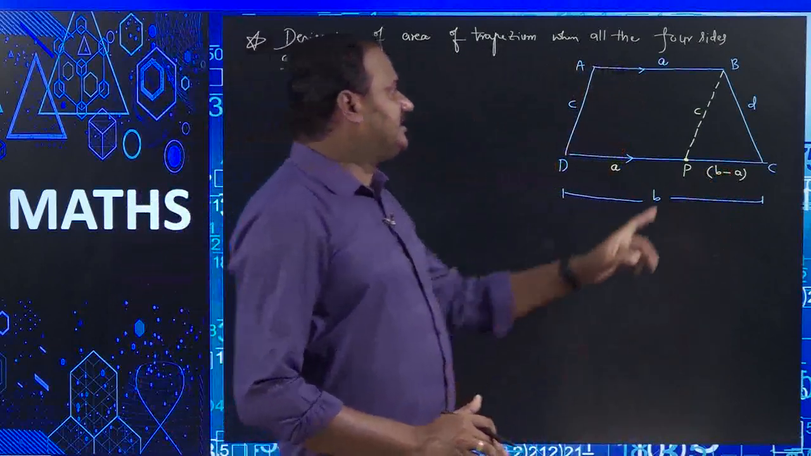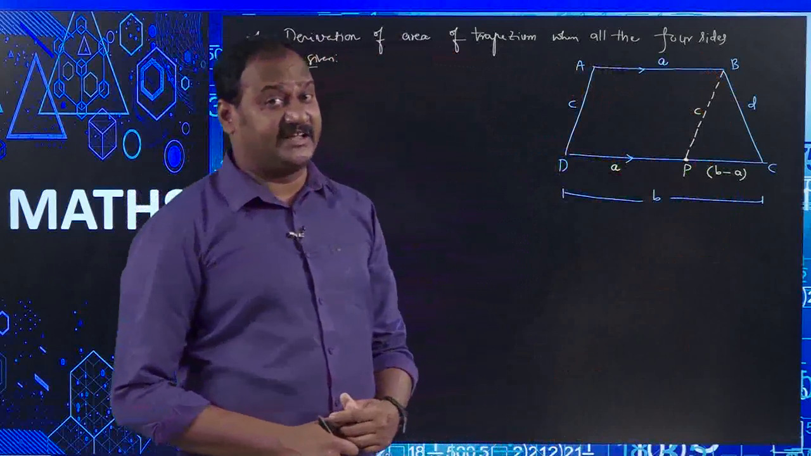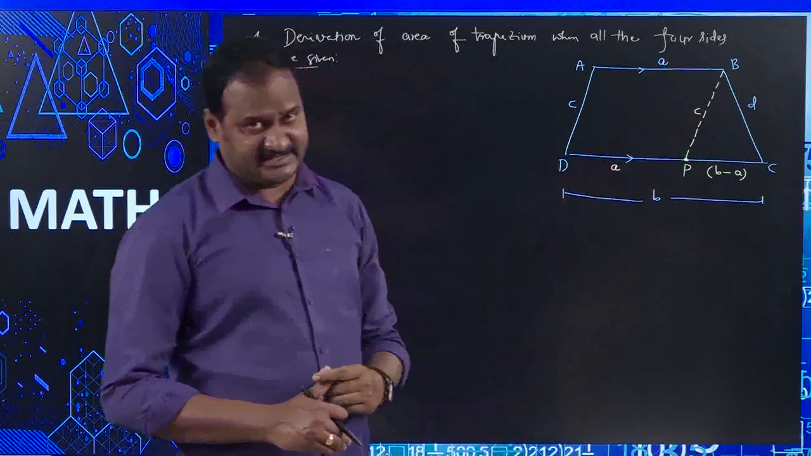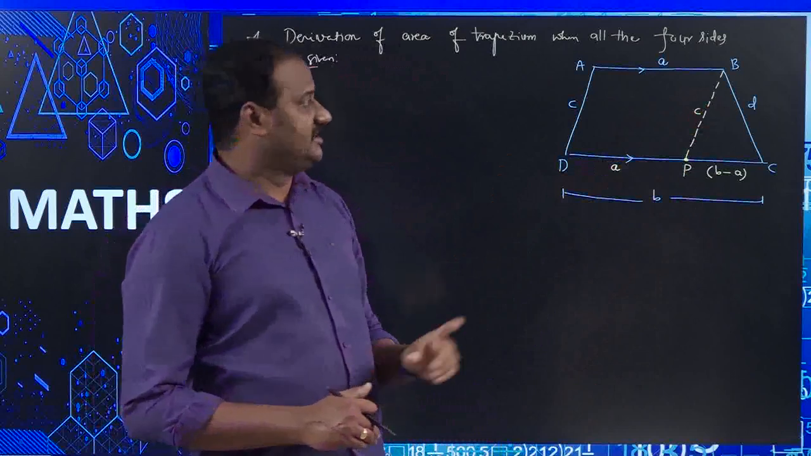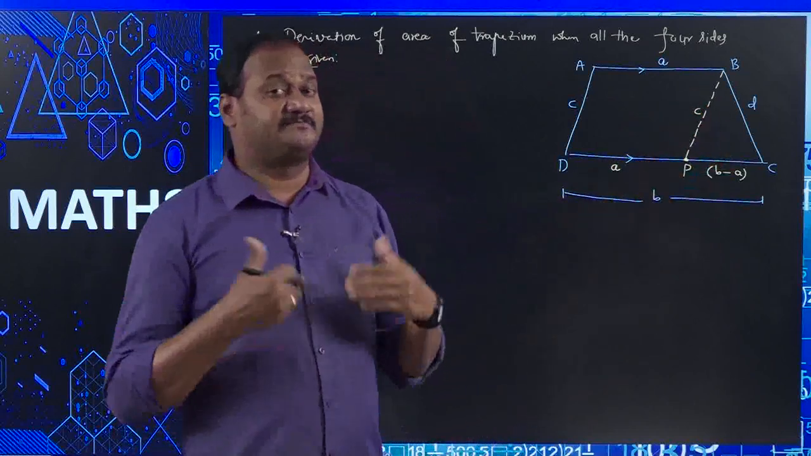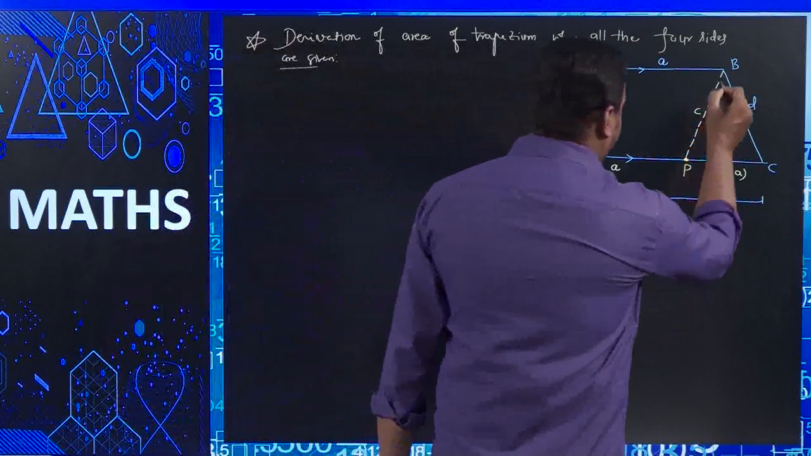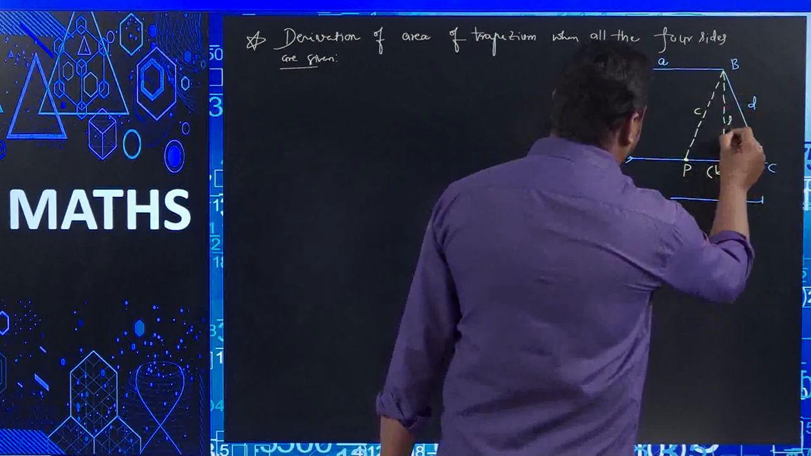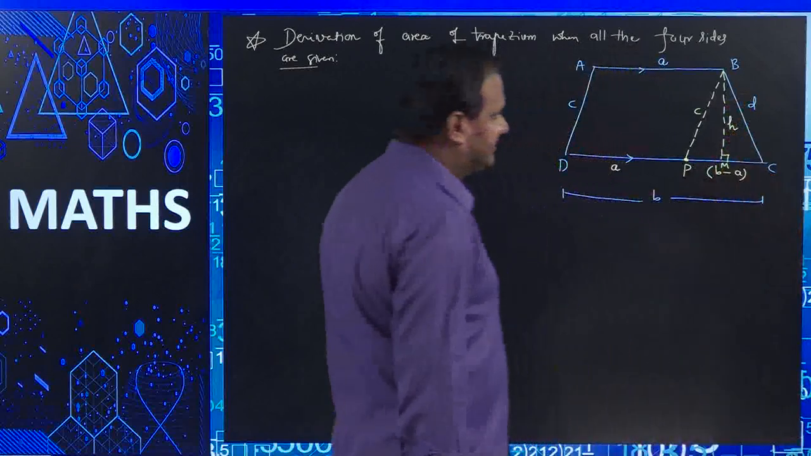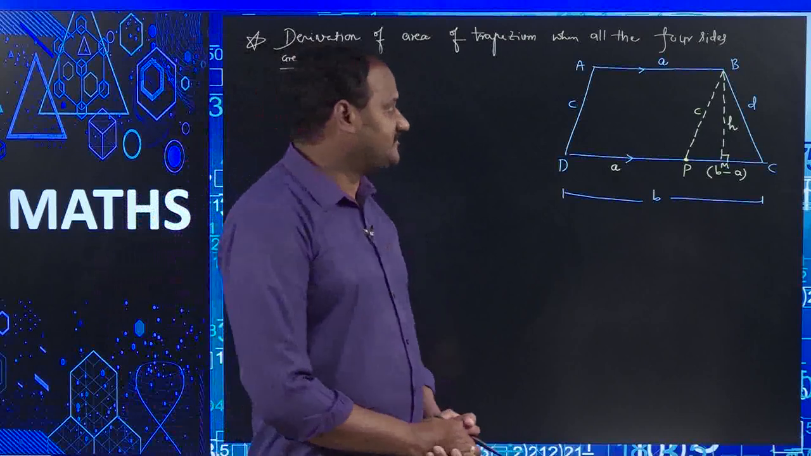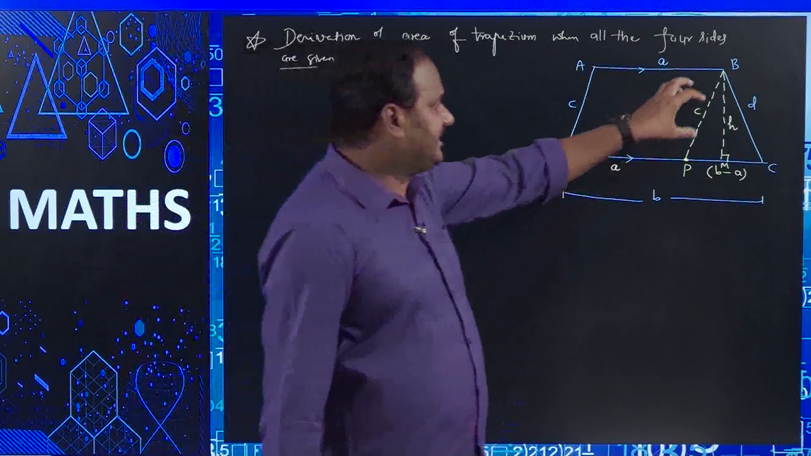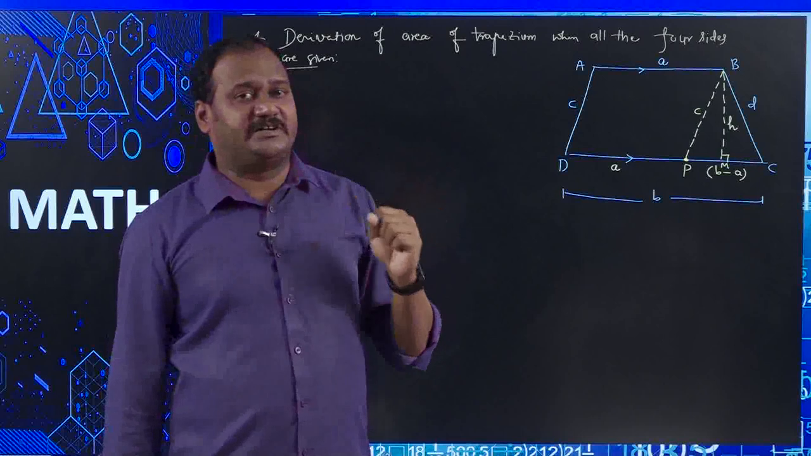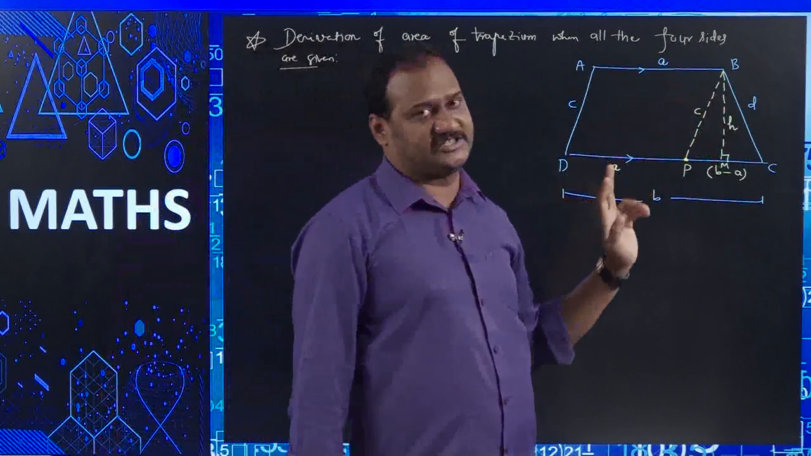So I can find area of triangle BPC by using Heron's formula. Because when all the three sides are given, just now we discussed deriving Heron's formula, so by using Heron's formula I can find area of this triangle. But what is the purpose of finding area of triangle? At the same time I am going to drop one perpendicular from B onto the side PC, let it be small h, let this point be M. See here, BM is perpendicular drawn on side PC of triangle BPC, so that I can find area of triangle BPC also by using half into base into height.